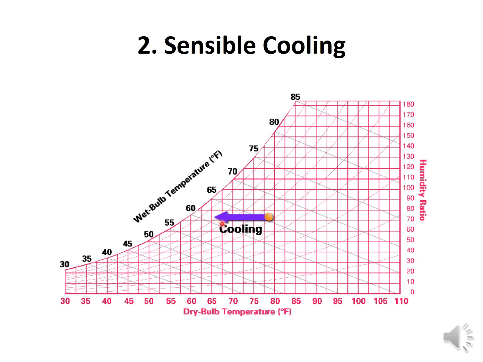Sensible cooling means cooling. Suppose it is at 80 degrees and I want to cool it to around 65. So the point will come here. At this point the temperature is going to reduce from 80 to 65. That is called cooling. How to cool and how to heat, you need to decide. If you want to cool, you should have some cooling system. If you want to heat, you should use a heater coil and other things. All these things we can see in the applications.